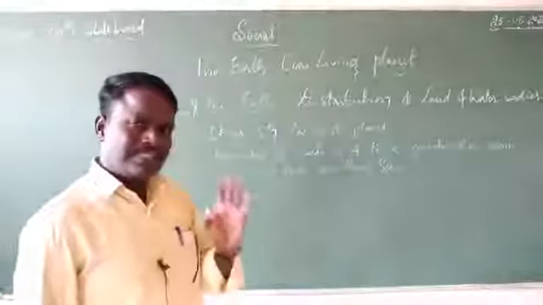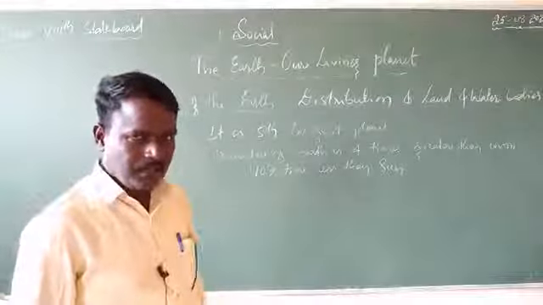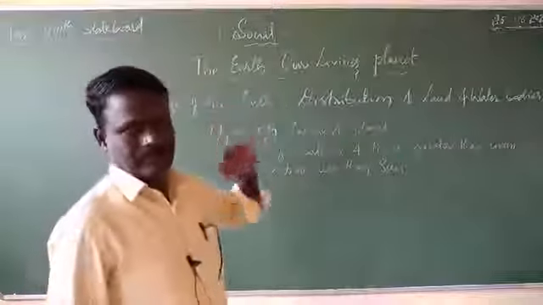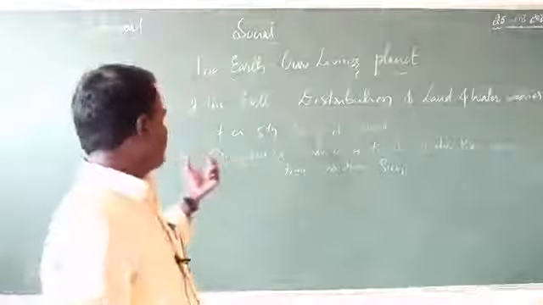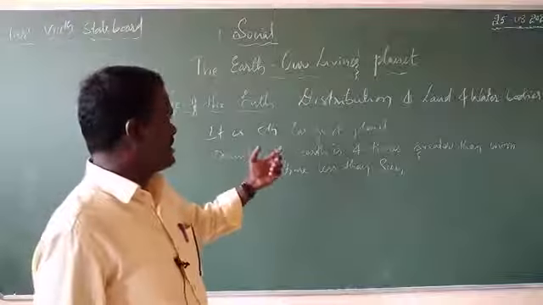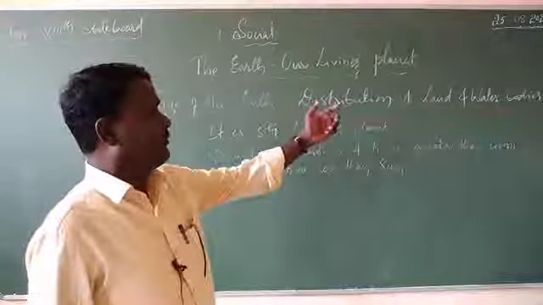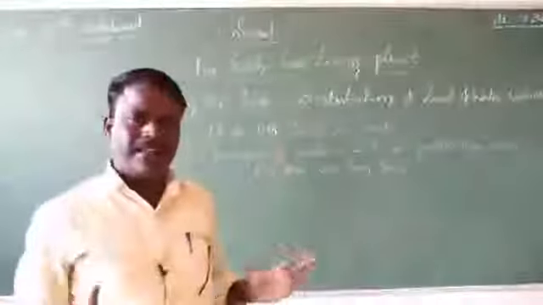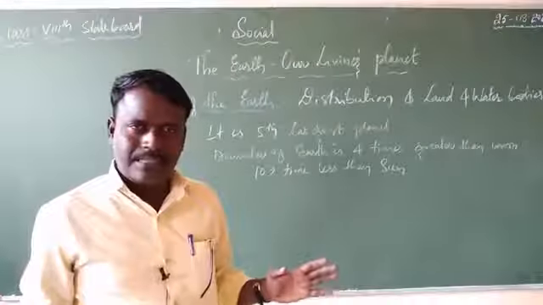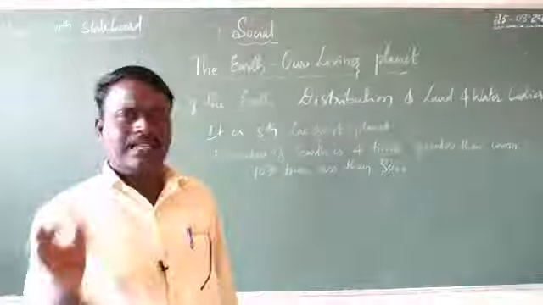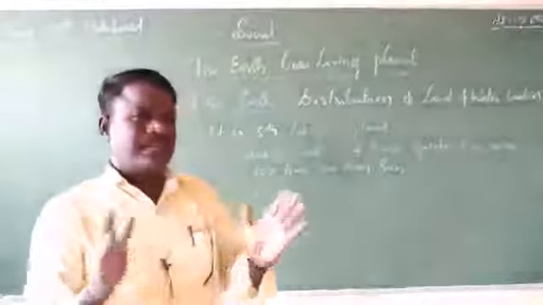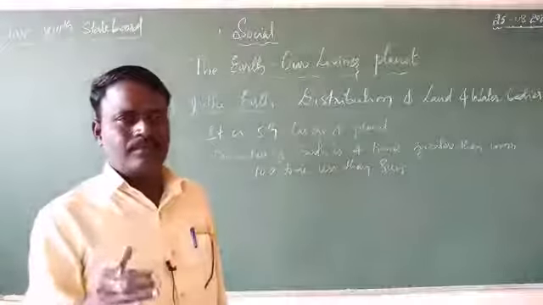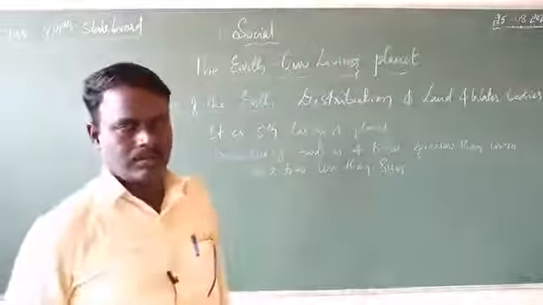As we have already discussed these things in the previous class, today we are going to discuss the size of the earth. Especially when it comes to the size of the earth, we are going to discuss the distribution of land and water bodies. This distribution of land and water bodies on the earth's surface is uneven. Uneven in the sense that it is not distributed evenly. How it is not distributed evenly, we are going to discuss in detail in this module.